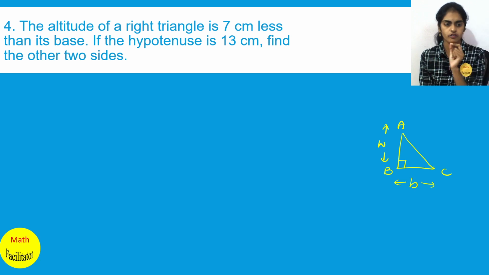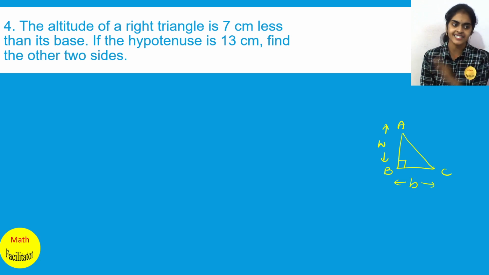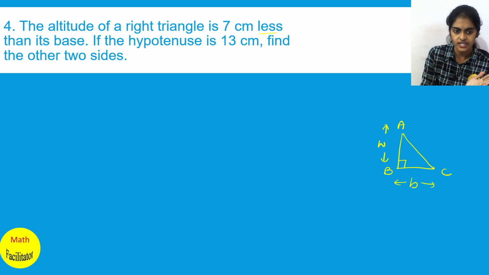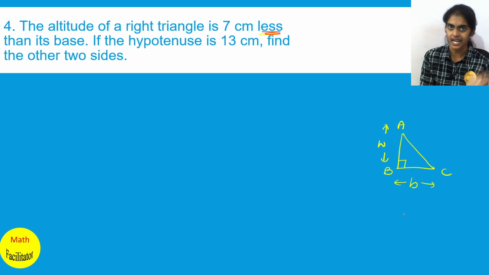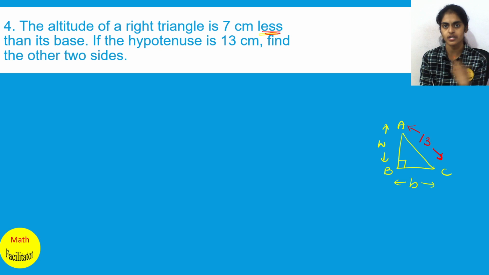So the altitude of a right angle triangle is 7 less than its base. They are just comparing the altitude and the base. If the hypotenuse is 13, so the hypotenuse of this triangle is 13, they are asking you to find the other two sides. So how shall we do it?